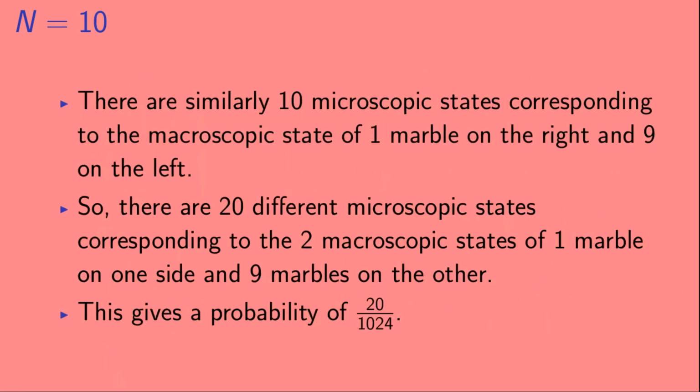There are similarly 10 microscopic states corresponding to the macroscopic state of 1 marble on the right and 9 on the left. So there are 20 different microscopic states corresponding to the 2 macroscopic states of 1 marble on one side and 9 marbles on the other. This gives a probability of 20 over 1024.